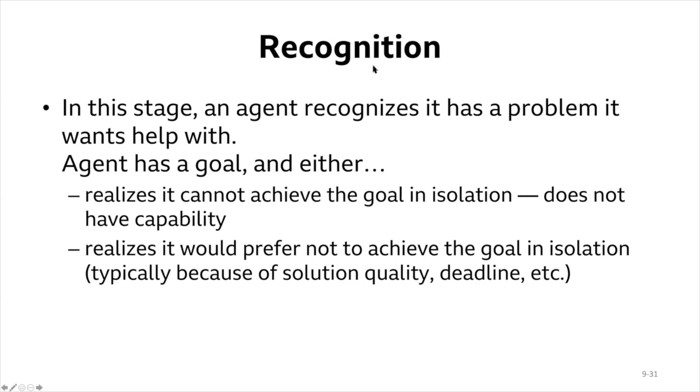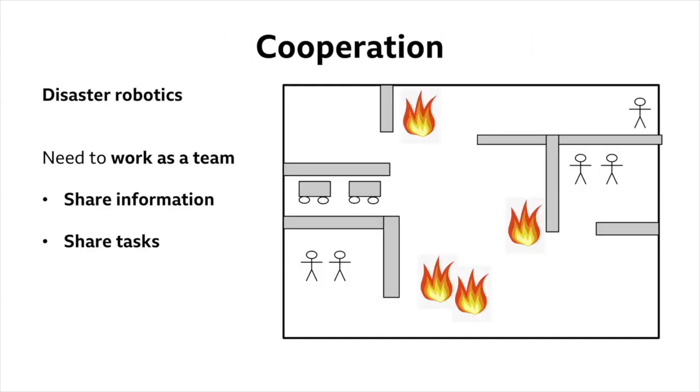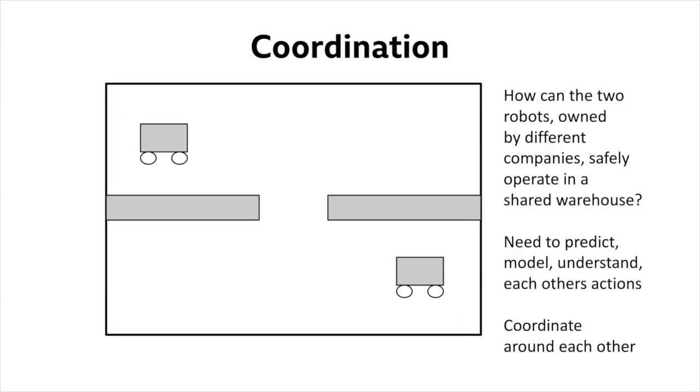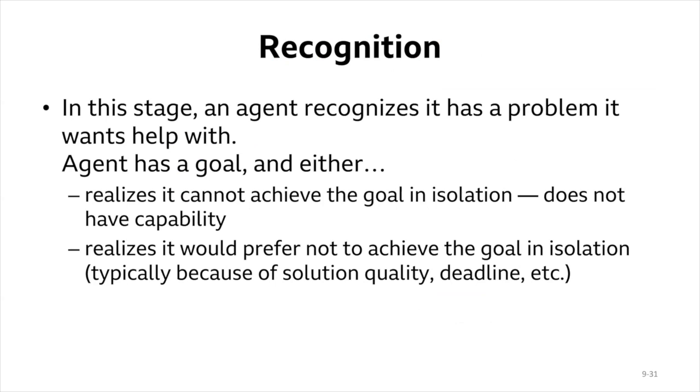The idea of recognition is that an agent realizes that it has a problem that it wants help with. So if we go back to our disaster recovery scenario, again, we've got a blocked stairwell here, and one of the robots has encountered that blocked stairwell, and the robot realizes that it needs help to clear that stairwell. So it's got a goal that it wants help with. So why might that happen?